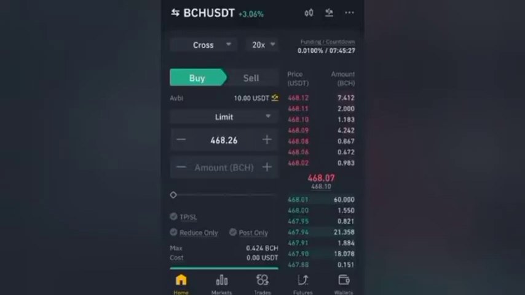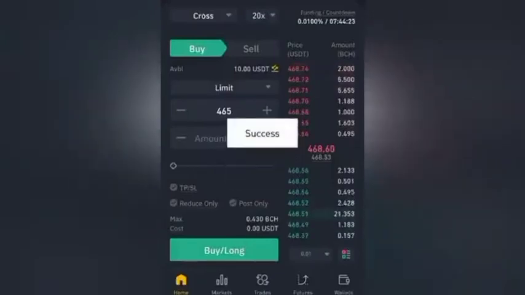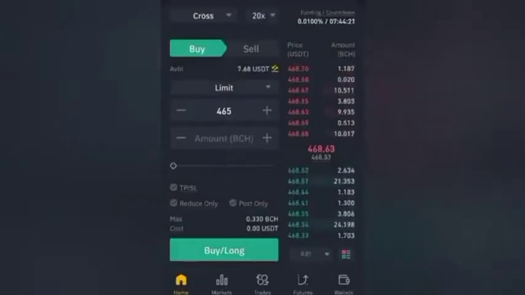Now I want to enter a position. As you can see, I want to buy 0.1 of Bitcoin Cash at around 465. Then I will enter my order right here. I'll click on buy long, confirm. When I click on buy long, as you can see, I have already entered my order. Understand? When you scroll down here, you would see that my order is opened. As you can see, under open orders, the price has to go down to 465 before my order would be executed.